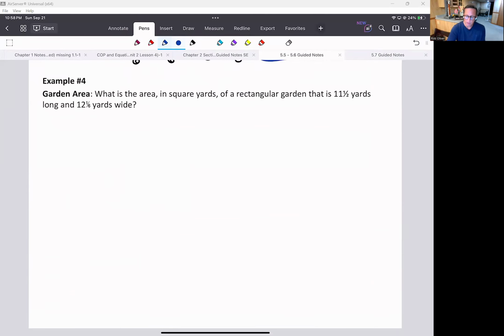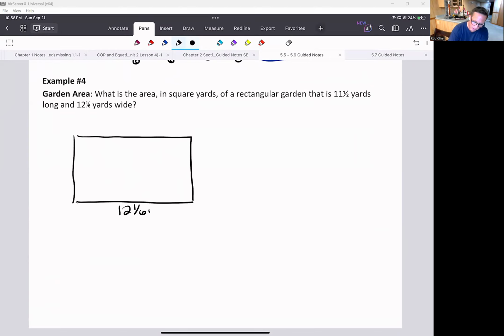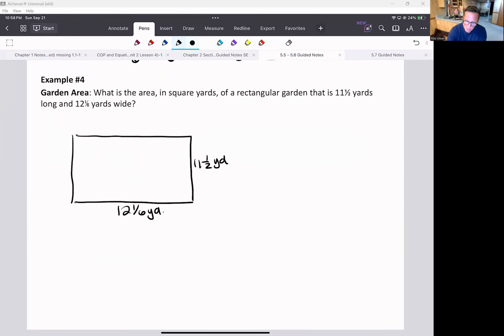All right, garden area. What is the area in square yards of a rectangular garden that is 11.5 yards by 12 1/6 yards? All right, so you don't have to draw a rectangle, but I'm going to do that. All right, so we got 12 1/6 yards here. This is 11.5. This is definitely not to scale. But when you find area, you just multiply, right? So let's change these into improper.